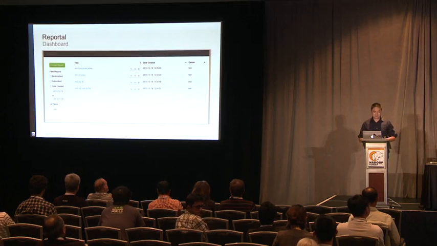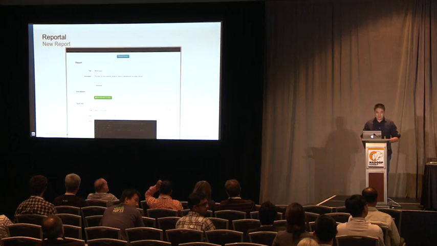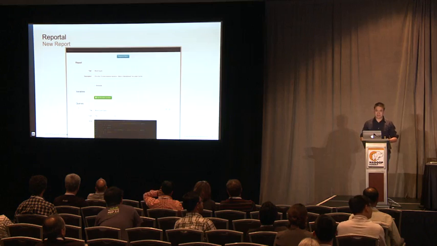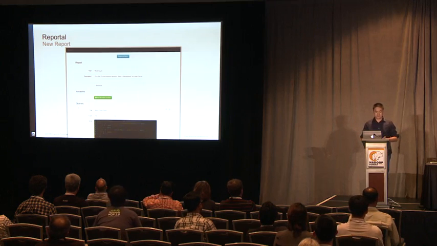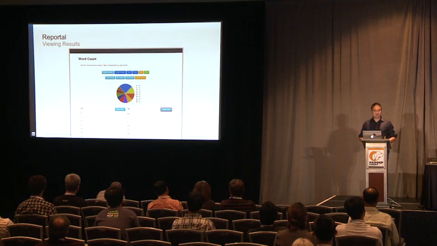So this is the main dashboard of Reportal. From here, I can manage my existing reports or schedule them. I can also create a new report, and creating a new report in Reportal is really easy. For this report, I want to find the 10 most common words in the book Alice in Wonderland. As you can see, Reportal provides a nice editor that has syntax highlighting. Once I have my query, I can just run the report, and then I can view the results. I can download results, or I can even visualize them using a line graph, bar graph, or even a pie chart.